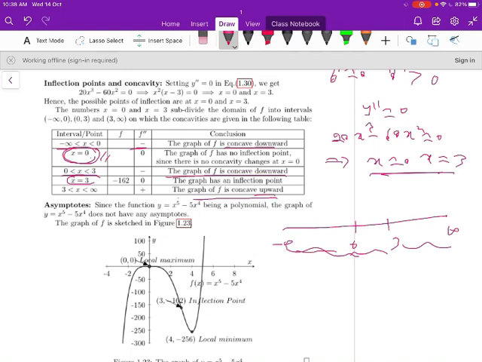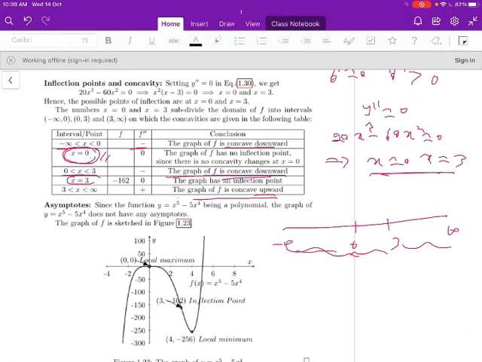So 3 comma minus 1 comma 62 is a point of inflection. At this point the concavity changes from what? Concave downward to concave upward. Now let us move to the asymptotes. Asymptotes do not occur, because the given function is a polynomial function, so there are no asymptotes.